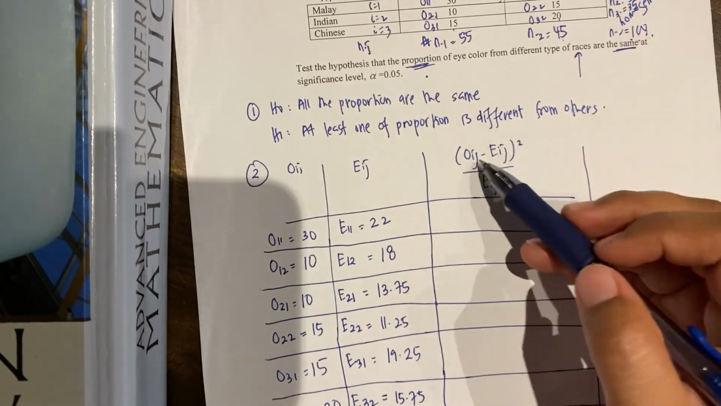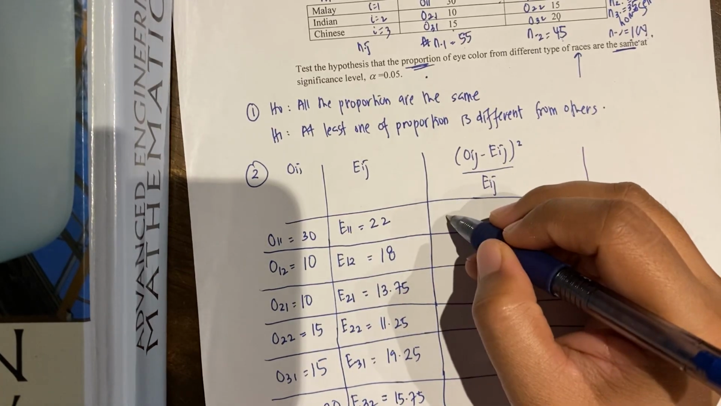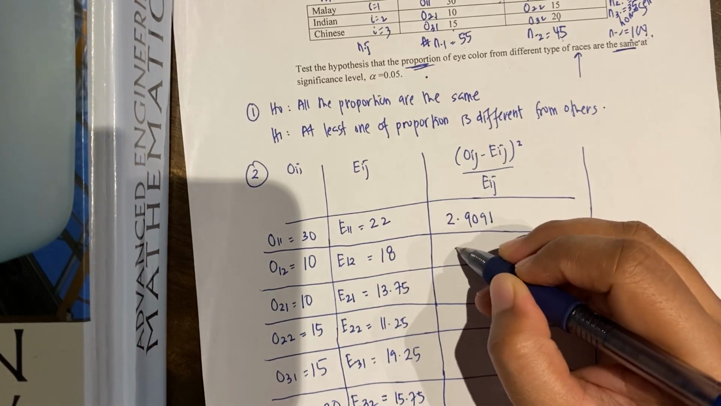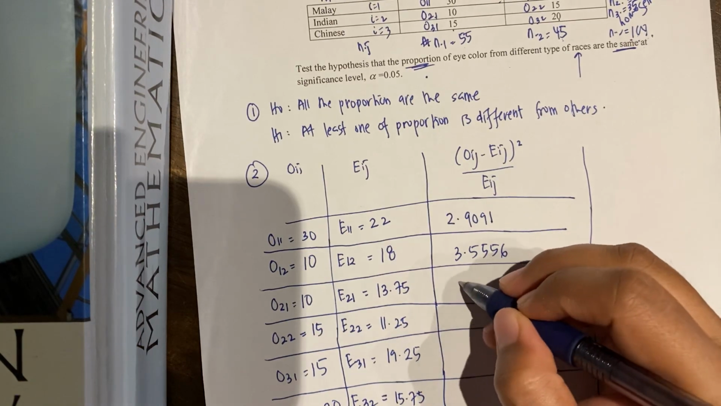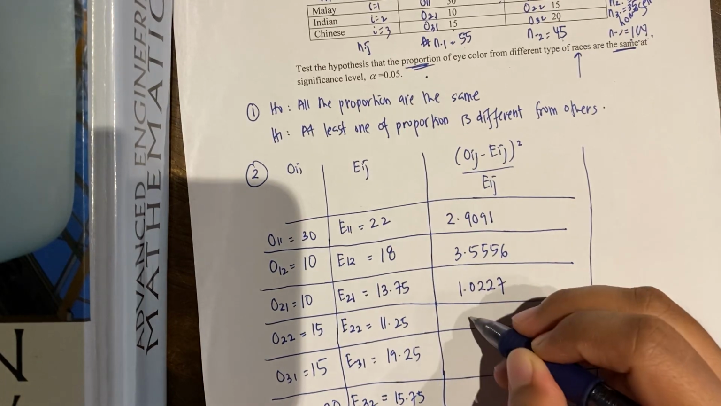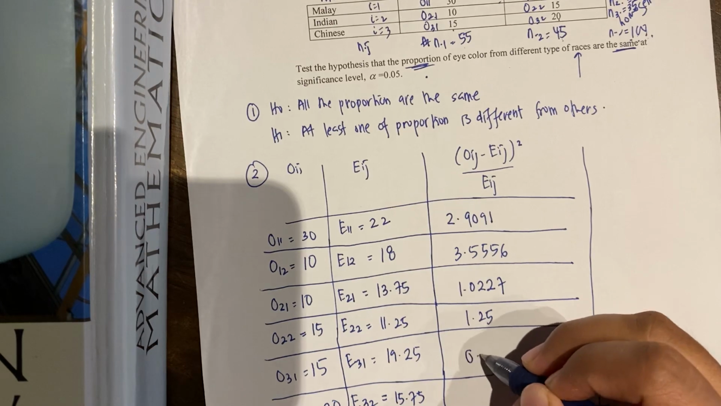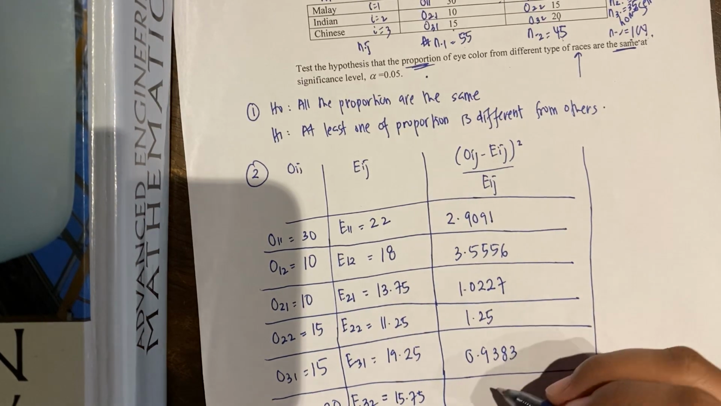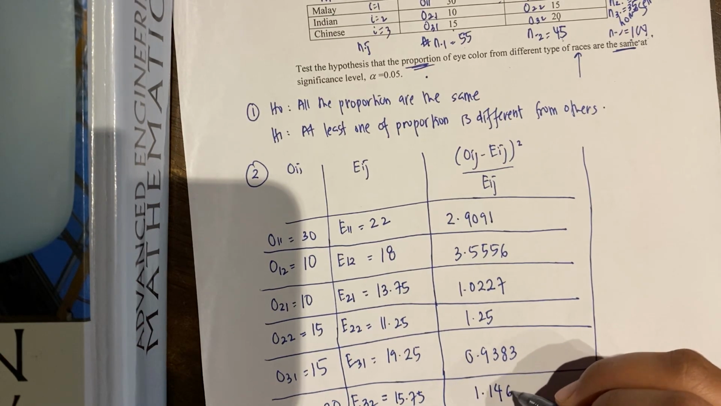Okay, the third column here. So use this formula for the third column. For the first, we will get 2.9091. Then 3.5556, 1.0227, 1.25, 0.9383, 1.1468.